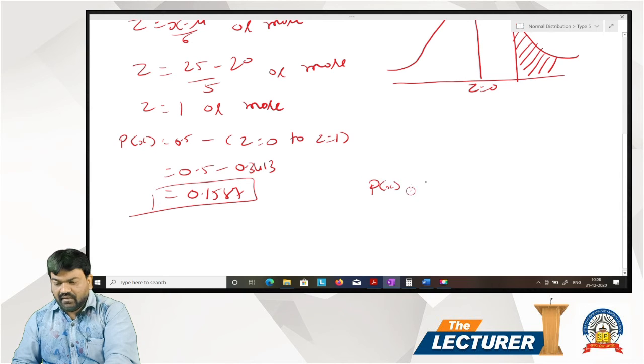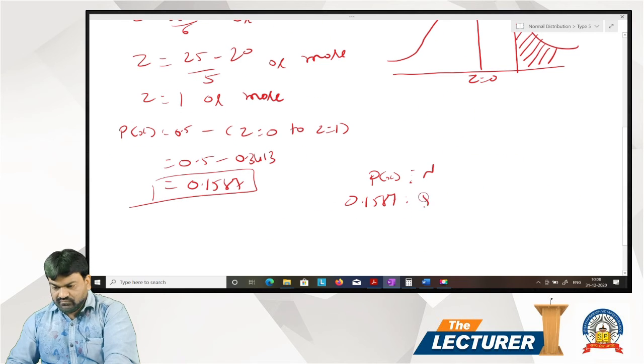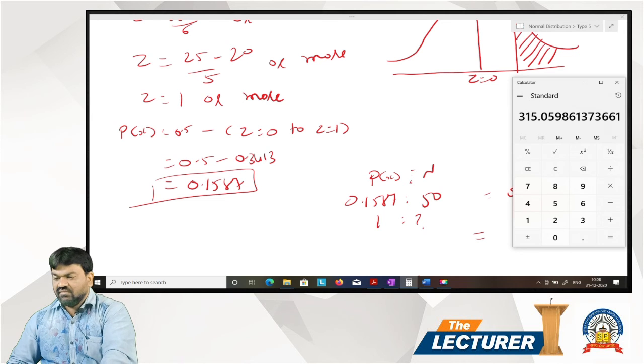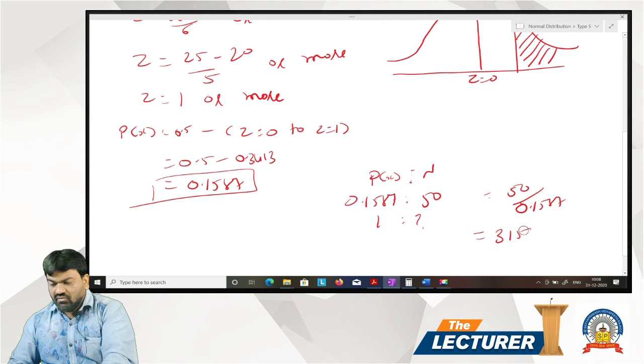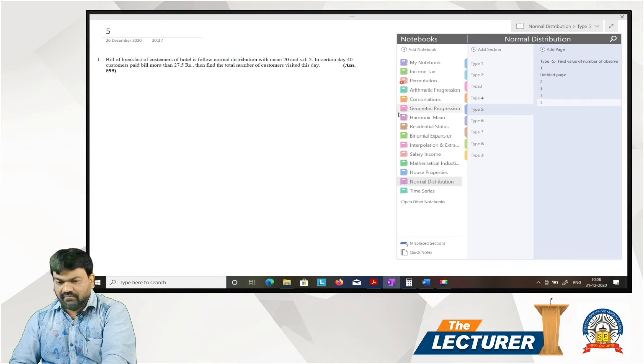So P of x is 0.1587. When the probability is 0.1587, the number of persons is 50. When it is 1, how many? 50 divided by 0.1587, that is 315. Total there are 315 persons in the group. Okay. Next, last of this type, example number 5.